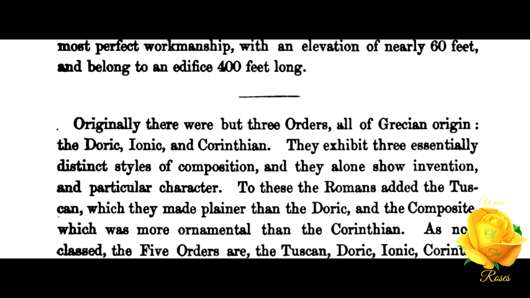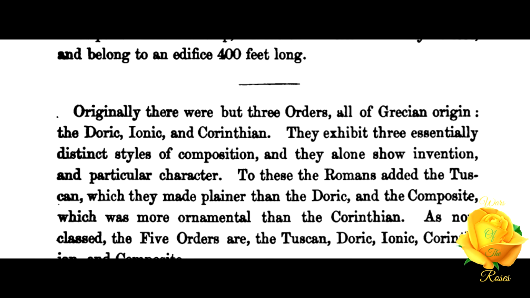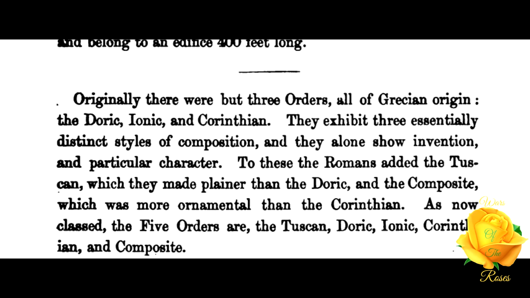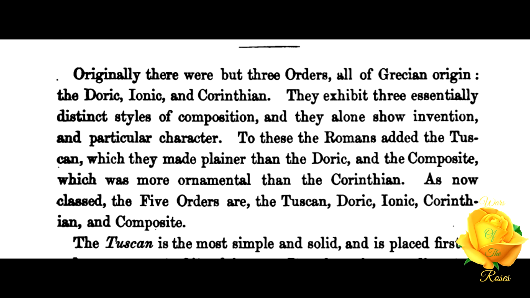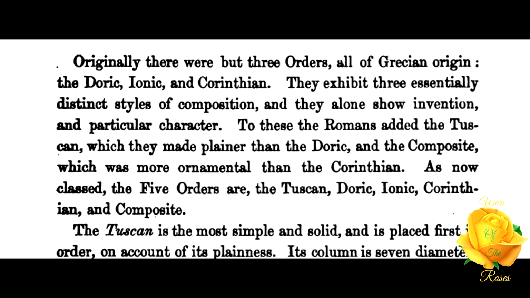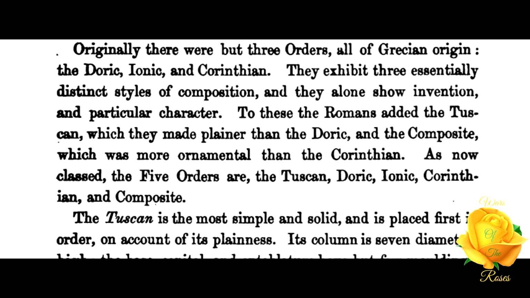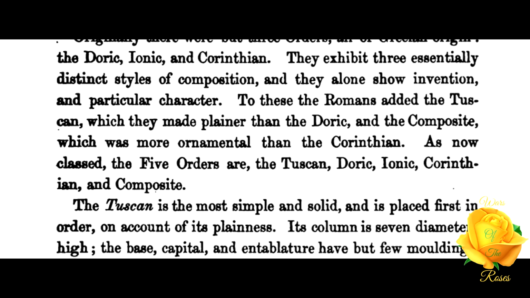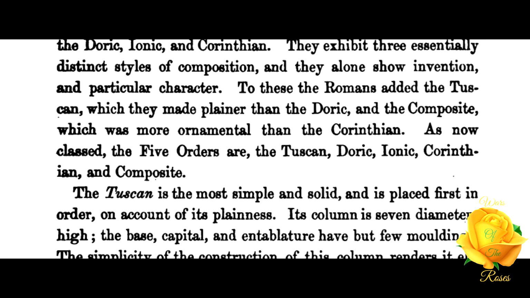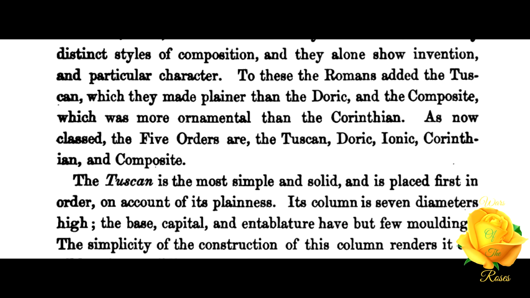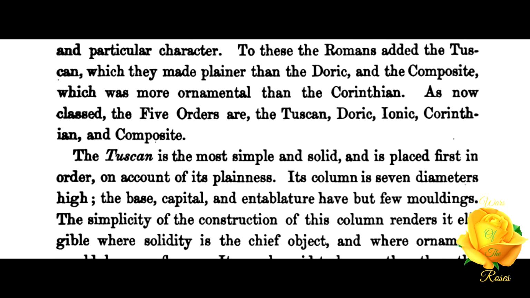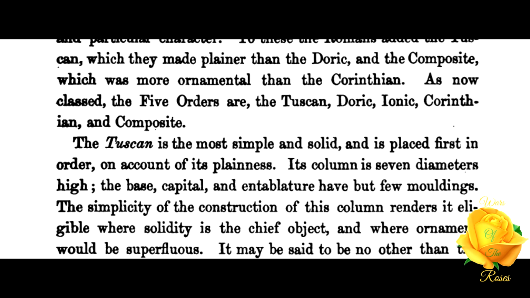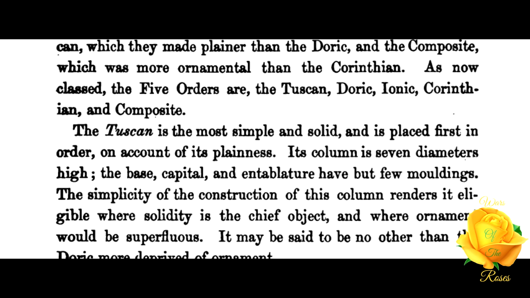Originally there were but 3 orders, all of Grecian origin: the Doric, Ionic, and Corinthian. They exhibit 3 essentially distinct styles of composition, and they alone show invention and particular character. To these the Romans added the Tuscan, which they made plainer than the Doric, and the Composite, which was more ornamental than the Corinthian. As now classed, the 5 orders are the Tuscan, Doric, Ionic, Corinthian, and Composite.